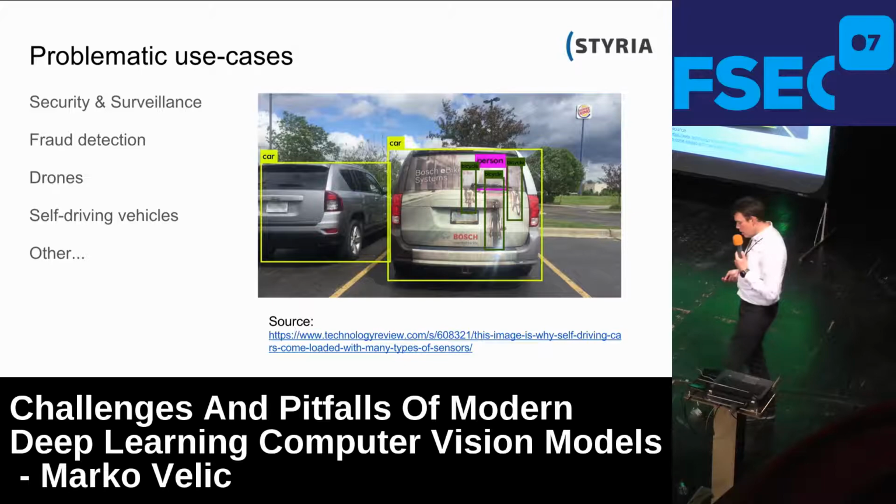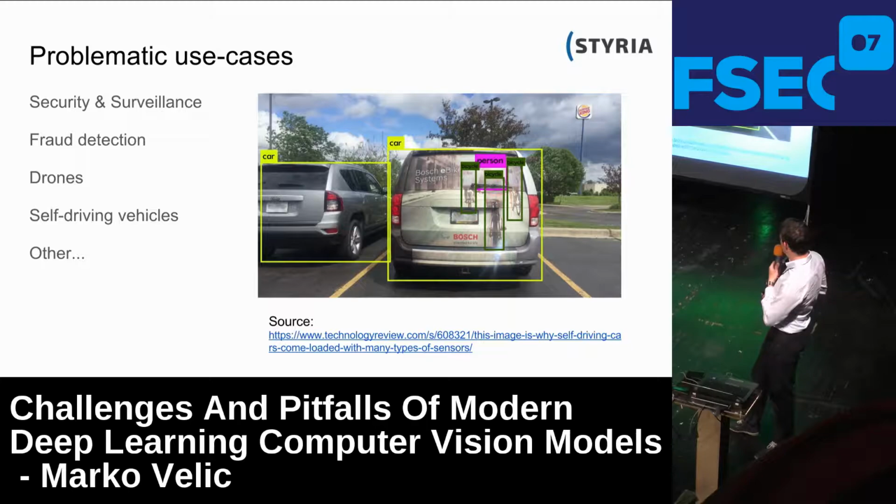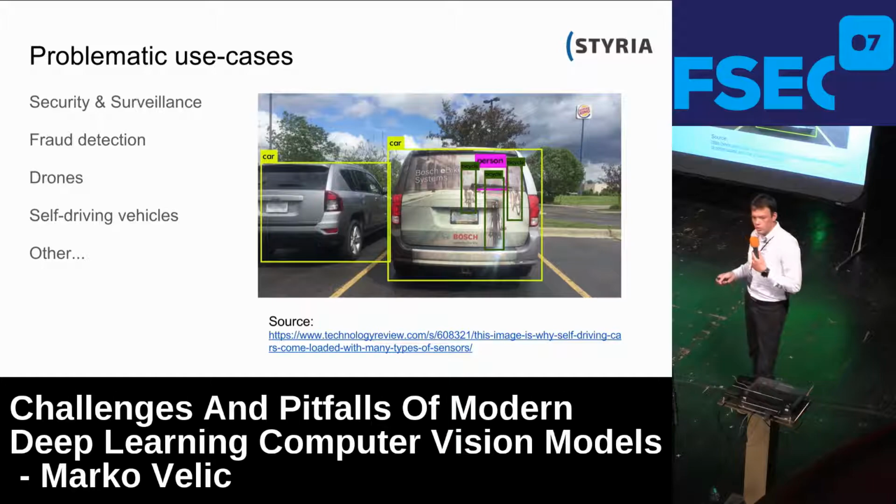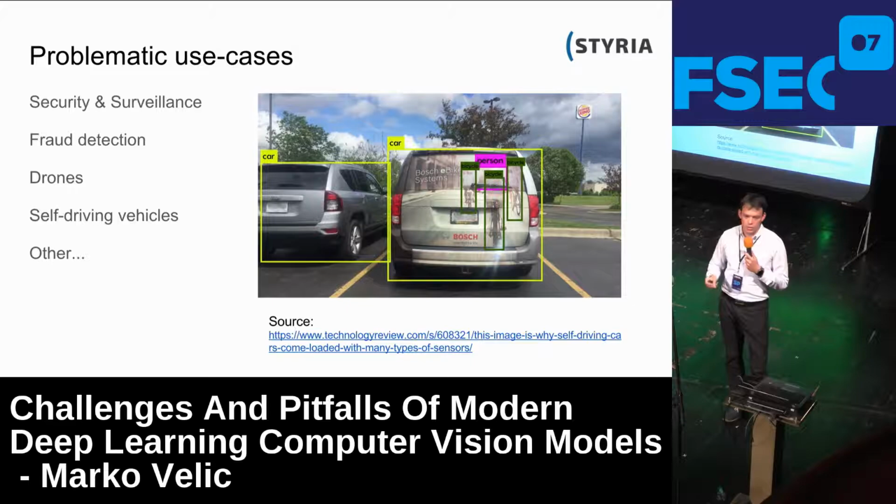As you can see here on the image, we have some interesting result. Getting back a few months ago, Elon Musk said that probably we will not need LiDAR systems on self-driving cars, that we can rely completely on computer vision and cameras. And why did he say so?